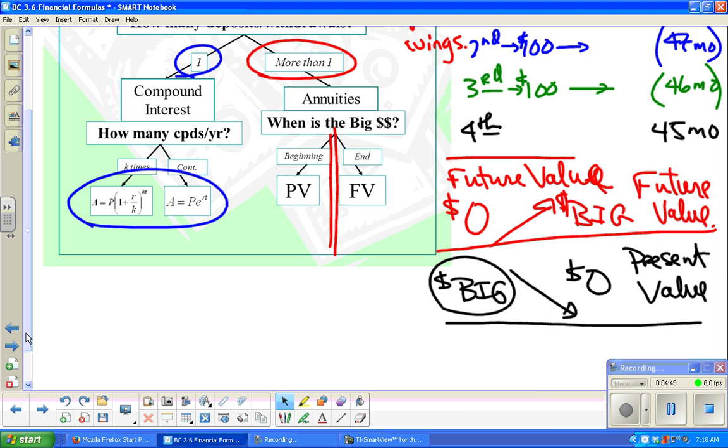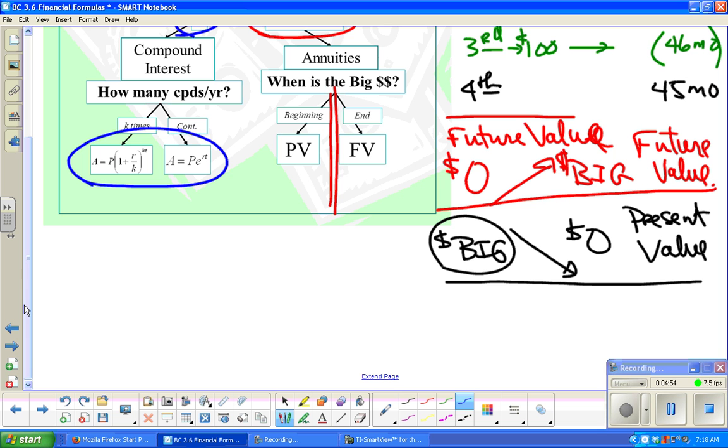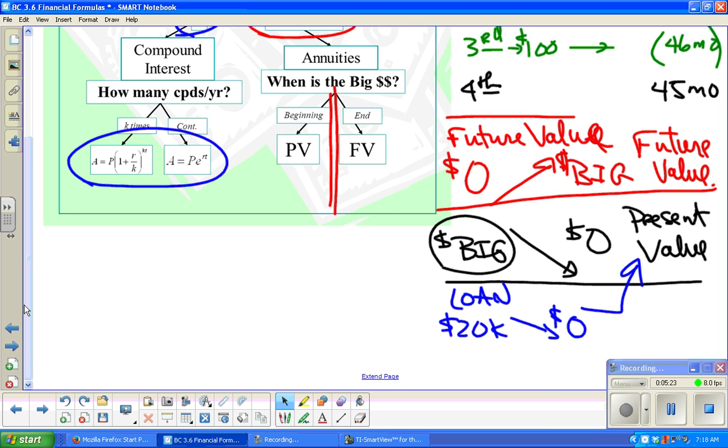One other situation that has big money up front, which people don't think about this way, is a loan. If I borrow, let's say, 20 grand to buy my fancy new used Mustang, and then I make payments, when I pay it off it becomes $0 debt. It's kind of like the bank has deposited money in me. So loans are also present value, and that's something we're going to have to deal with.